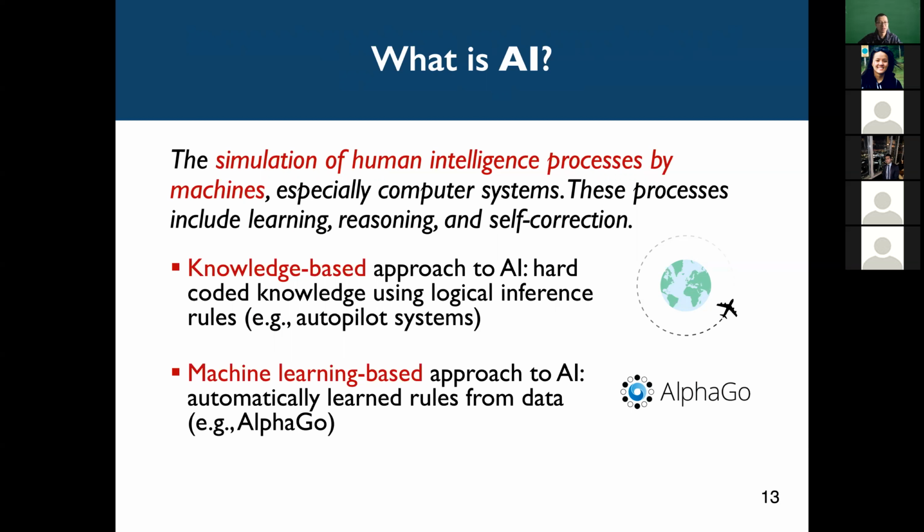For example, people use an autopilot system to navigate an airplane, right? How the airplane would travel depends on the rules. These rules are written into the program of the airplane. So this is a knowledge-based one. We already know the rules before we write the program. Another one is the machine learning-based approach. We don't know the rules. We learn the rules. That's the machine learning-based approach.